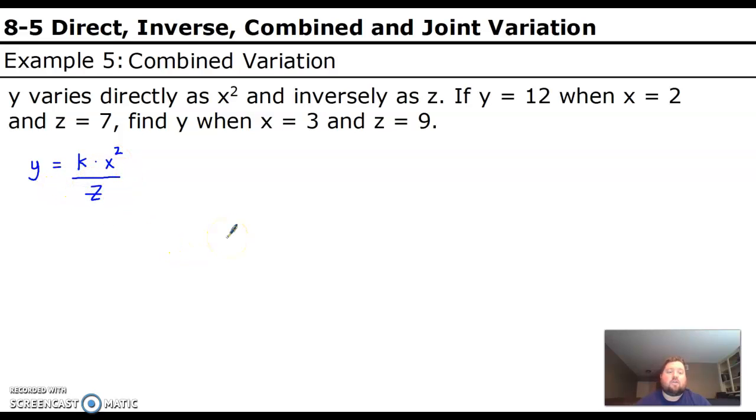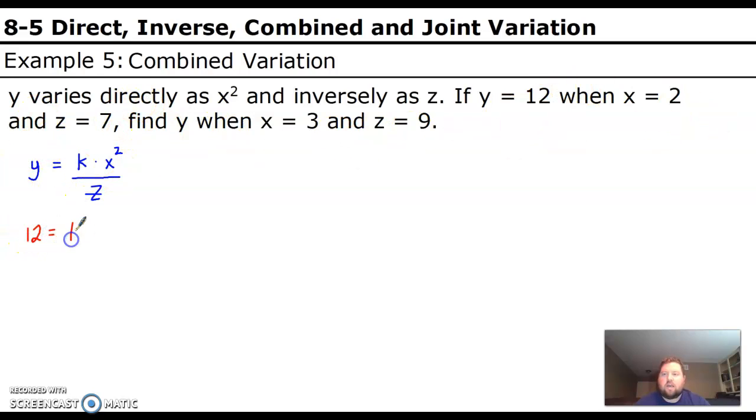So you kind of have to create your own equation based on the sentence that they give you up here. All right, so combining together a direct, which is multiplying, with an inverse, which is dividing. All right, now the rest of the process is the same as the other problems. So first job is to solve for k. They will need to tell us y, x, and z, so we can do that. So if y equals 12, x equals 2, and z equals 7. So there's all three of them, so we plug them in.